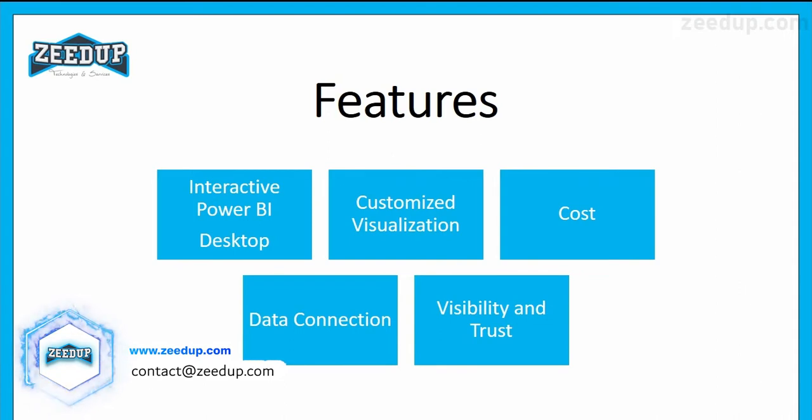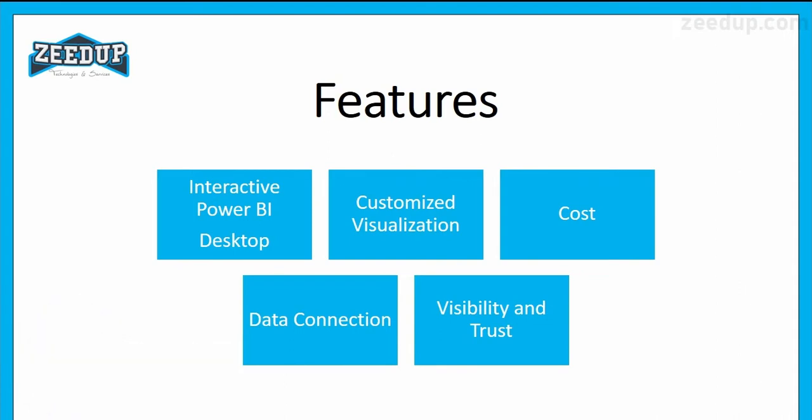Visibility and trust. Power BI is actually the center of all the data visualization processes. As we know, data is the most important thing in an organization, so visibility and trust are important. These two features are provided to us by Power BI. Because Power BI is backed by Microsoft, we have a kind of trust in this software that our information will be secure.